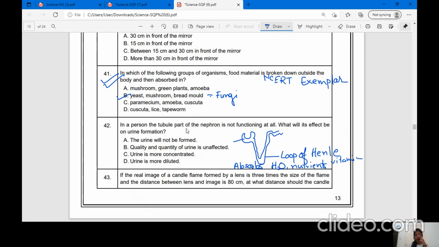Now here in a person, this tubule is not functioning. Tubule means loop of Henle, that is not functioning. So what will happen? The urine will not be formed, or the quality or quantity of urine is unaffected, or urine is more concentrated, or urine is more diluted. So I feel urine is more diluted because loop of Henle is not absorbing. It's not doing its work. So urine will be more dilute. So much water will pass away from the body of the patient.